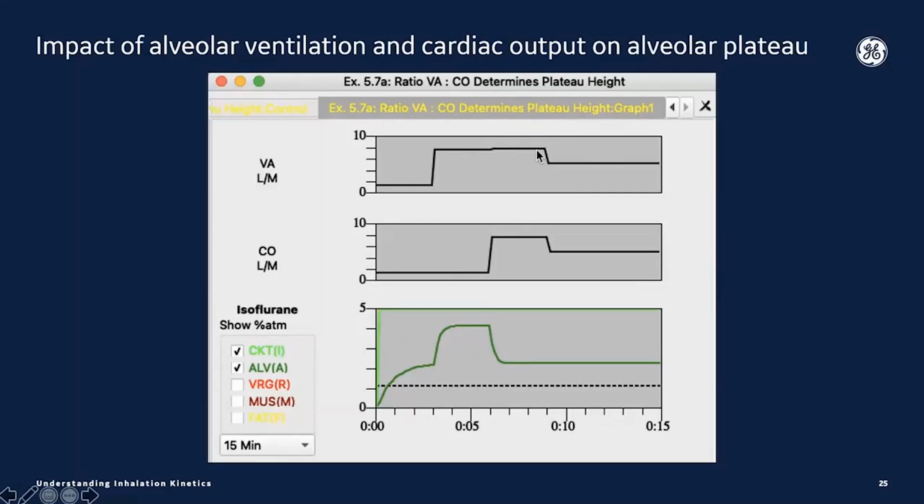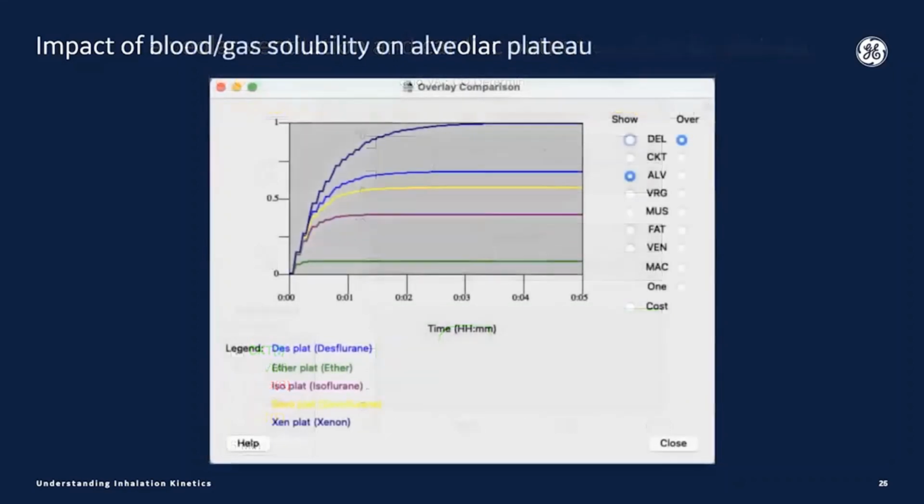If we then turn ventilation and cardiac output down again at the same ratio to each other, we find that the alveolar tension curve plateau is at the same height. That is, what we've seen is ventilation in is balanced against cardiac output out, and that determines the alveolar plateau height.